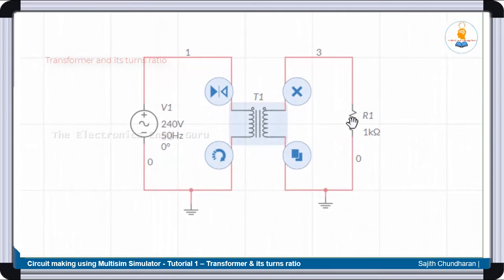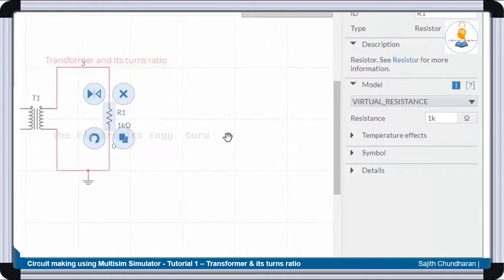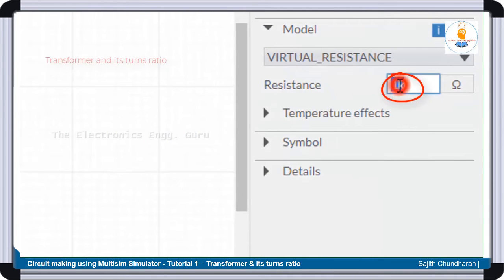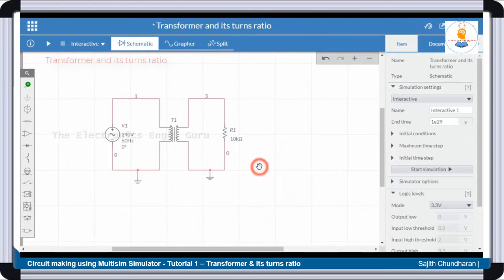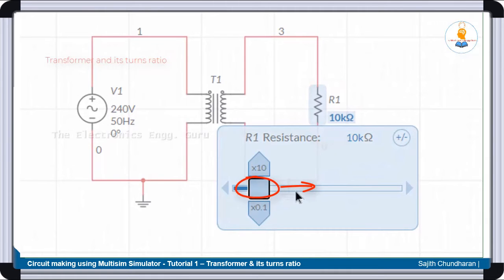Now again, this is a resistor. You can also change this resistor value by double click on the resistor, and you can see over here, you can change that to 10k. Any value you can change it. Let it be 10k for that. You can also do it by clicking over here. You will be able to change it to any value much easily by dragging this terminal over here. So that is also comparatively easy. Okay, so there you are.